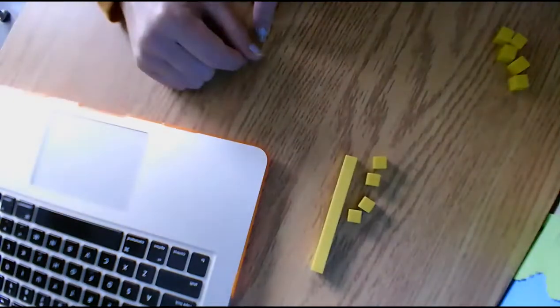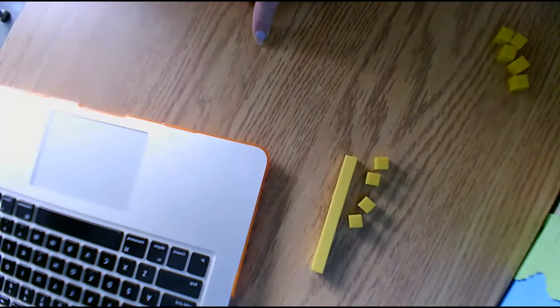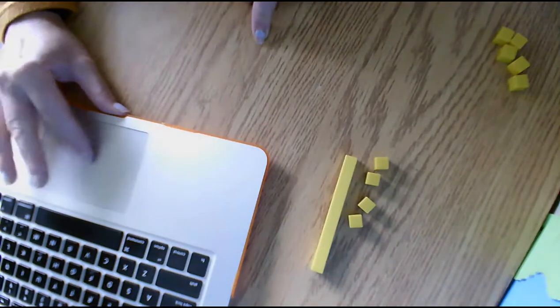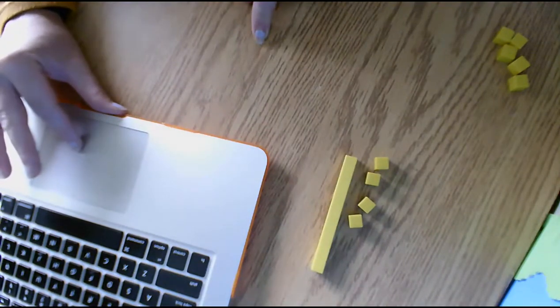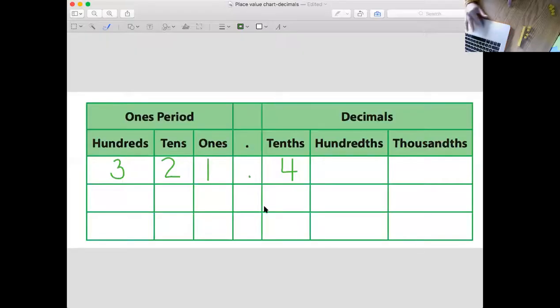So I would have 421 and 4/10, if that's what that number was, okay? So we are talking about the tenths today. We are talking about just looking at that, what that piece is. 300, it wasn't 400, it was 300. 321 and 4/10.